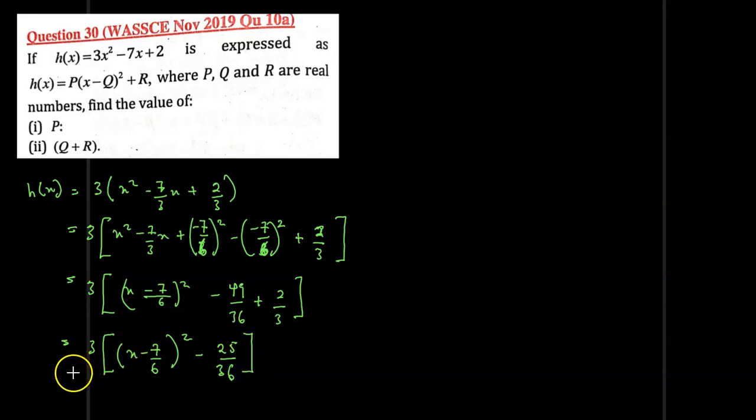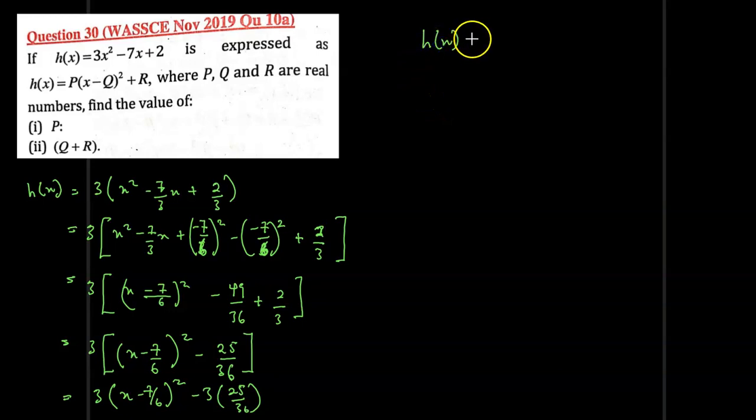So finally, we can expand through. So you have it as 3 into bracket x minus 7 on 6 all squared, then minus 3 into bracket 25 on 36. Then you have h of x is equal to 3 into bracket x minus 7 on 6 all squared.